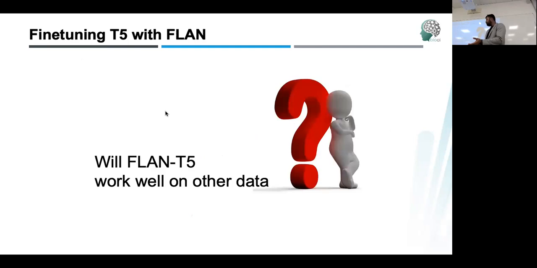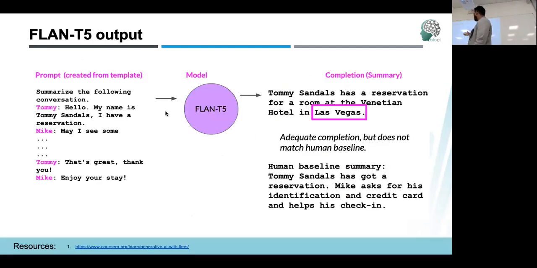But after training, you take this really nice T5 model, which you trained on these publicly available datasets, and you again want to employ it, let's say, on a customer support system. Will it work? That's another question. For example, here is a conversation for booking a hotel room between the customer and the seller. When you create a summary of this, it says, Tommy Sandals has a reservation for a room at the Venetian Hotel in Las Vegas. It's a really nice summary though.